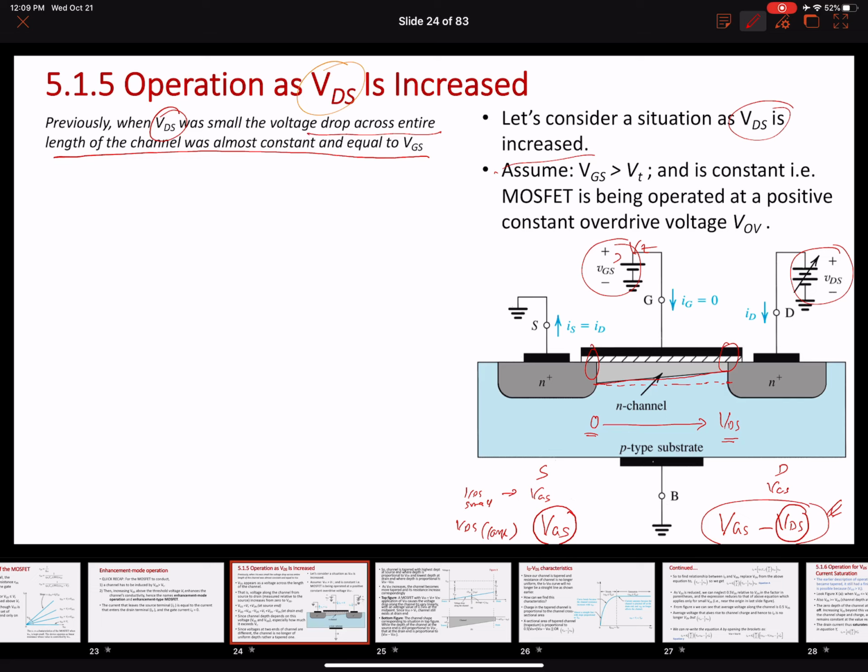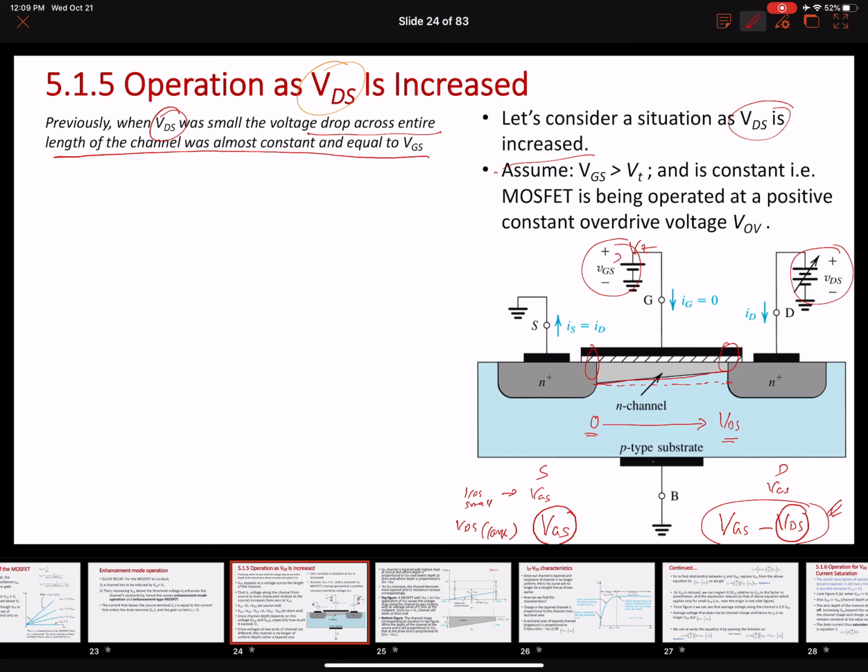But once VDS is sufficiently larger, and we're going to talk about what sufficiently larger means, this essentially means slightly less than VDS or more than VDS, we will realize what will happen. So what's happening over here?